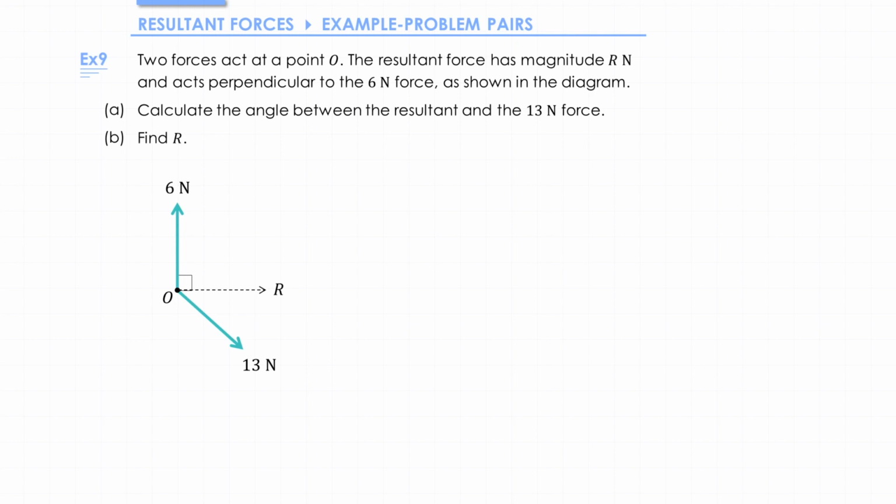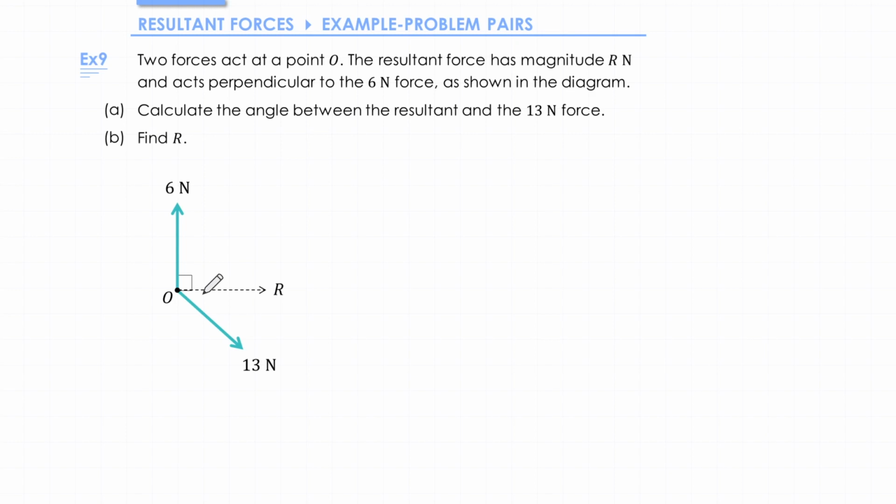First, let's examine how this is different to the problems we've seen previously. So this force R here is not an actual force acting on the particle. It's the consequence of the 6 and the 13 Newton forces acting on the particle. So it's like saying, if we replaced the 6 Newton and the 13 Newton force by a single force, it will be to the right and have magnitude R.